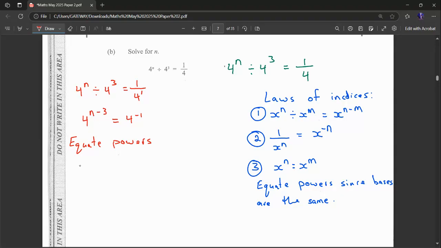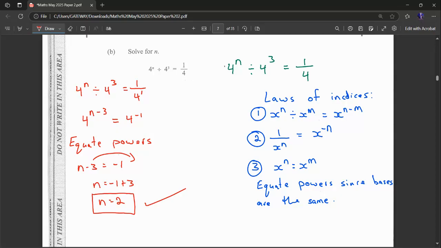So the power on the left hand side is n minus 3. The power on the right hand side is negative 1. Carry across the negative 3 to the right hand side, and you will get n is equal to negative 1 plus 3. So therefore n is equal to positive 2. Negative 1 plus 3 is positive 2. And that is basically the answer there. That's how we solve for n.